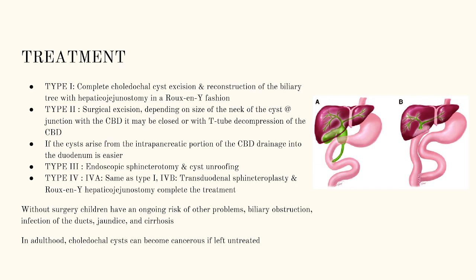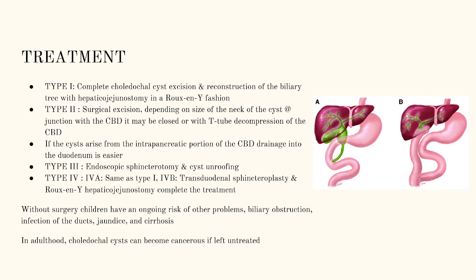Depending on the size of the neck of the cyst at the junction with the CBD, it may be closed or with T-tube decompression of the CBD. If the cyst arises from the intrapancreatic portion of the CBD, drainage into the duodenum is a bit easier. For type 3, there is endoscopic sphincterotomy and cyst unroofing. For type 4, type 4A is the same as type 1, and 4B involves transduodenal sphincteroplasty and Roux-en-Y hepaticojejunostomy to complete this treatment.